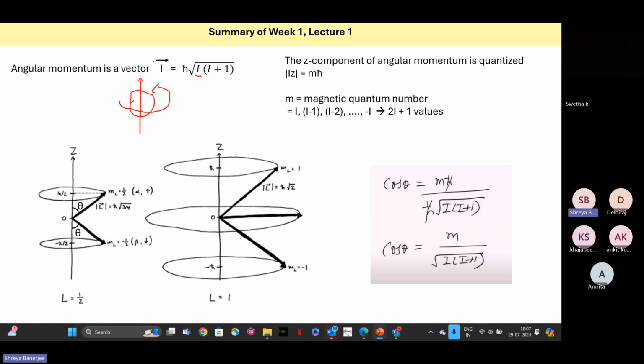And to find the magnitude of this vector, the formula is h bar root of I into I plus 1, where h bar is basically h by 2 pi, where h is your Planck's constant. So different nuclei have different values of this angular momentum quantum number, or I. The most common nuclei used in NMR spectroscopy, that is 1H and 13C, all have I values of half.